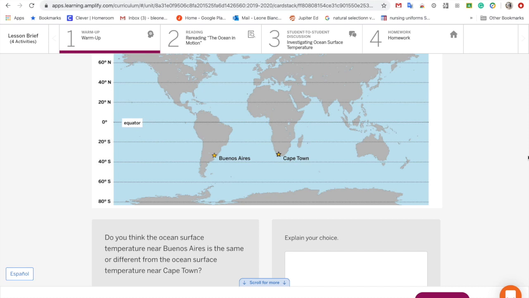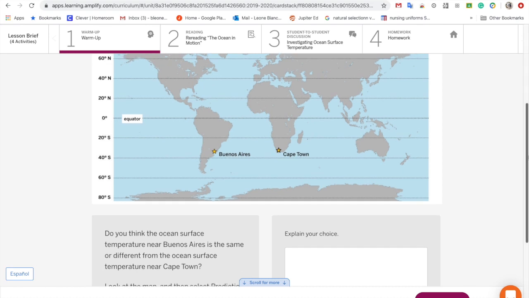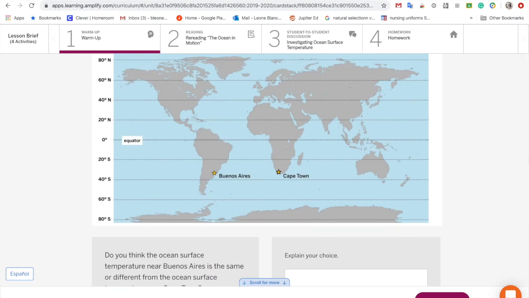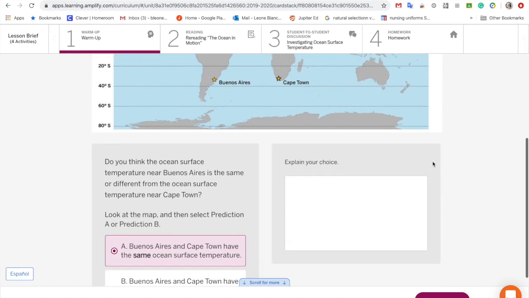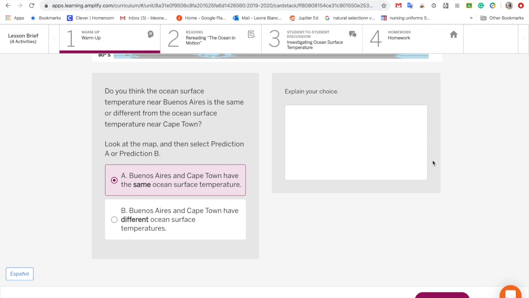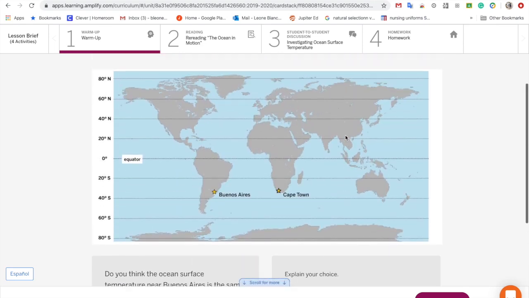If you were in 608, you would have remembered this city from our dancing class, as this was talked about when we were doing one of our dances. Now, if we look on the map, they're pretty much on the same latitude line, and we already have some information about latitude line and temperature. The question they're asking you is, do you think the ocean surface temperature near Buenos Aires is the same or different from the ocean surface temperature near Cape Town? Look at the map and then select prediction A or prediction B. It's also going to ask you to explain your choice.